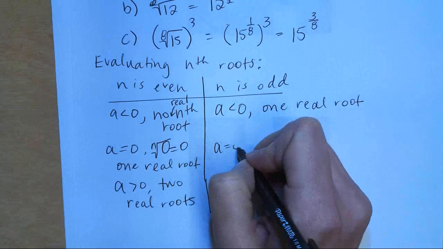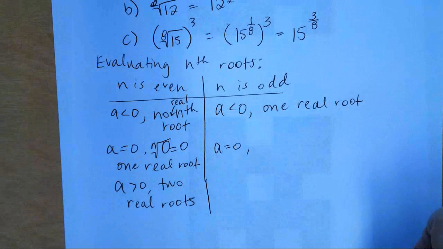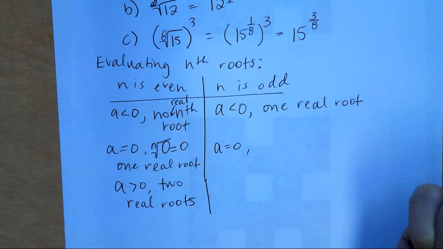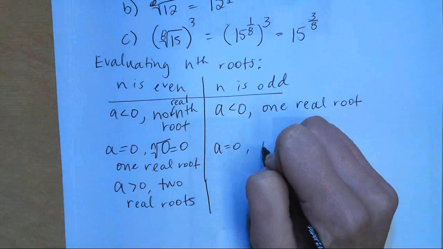If a equals 0, what's the nth root of 0? No matter what n is, 0. So it's still going to have one real root.